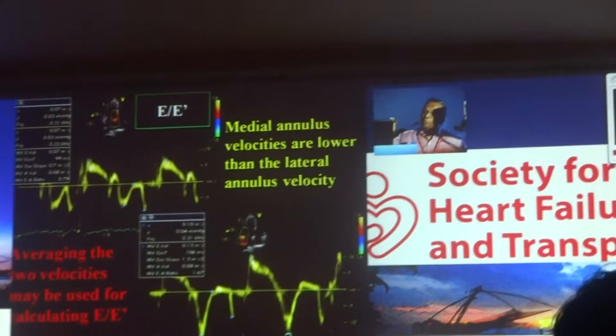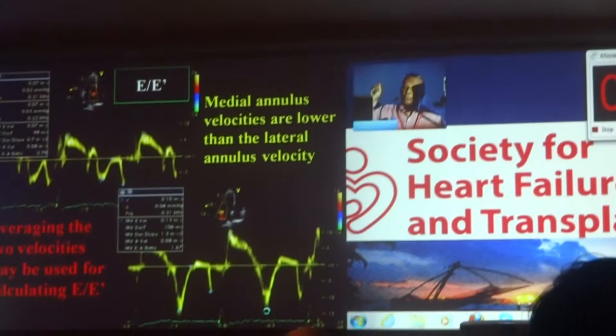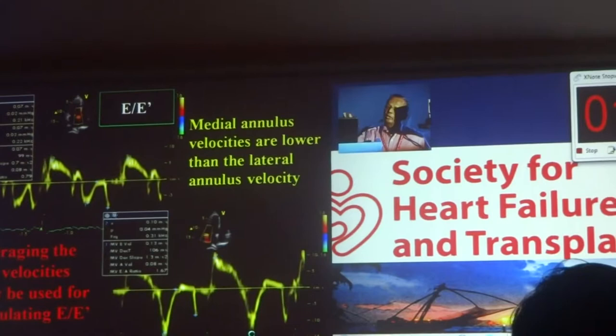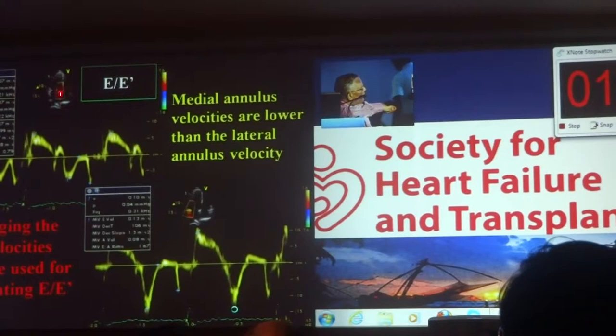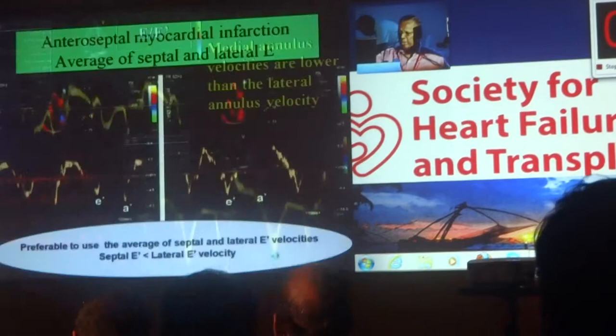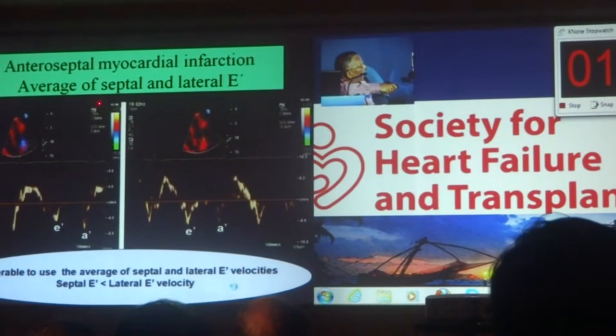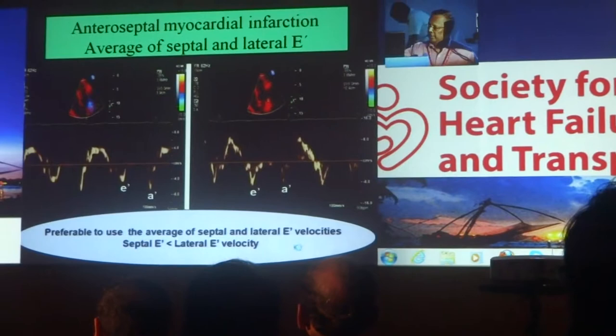Looking at the E by E prime is standard practice at the bedside in every patient who is admitted to the intensive care unit. But remember, patients may have pathology of the septum or the lateral wall, and hence making an average of the two velocities of the annulus, the medial and the lateral annulus, is very important to get the correct E by E prime. In acute myocardial infarction, the average of septal and lateral E prime is so important. It is preferable to average these two to get the correct perspective.